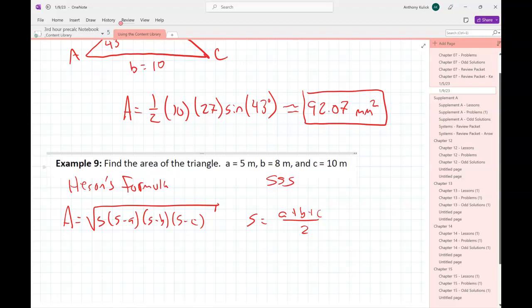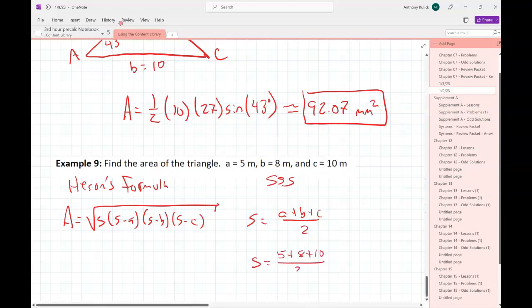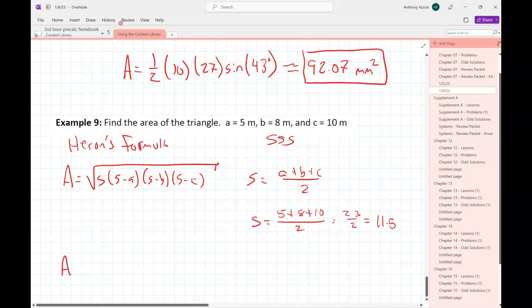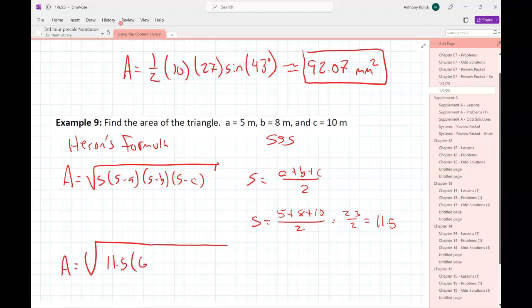All right, so all I'm going to do is plug these numbers into my formula, right? So my S should be 5 plus 8 plus 10 over 2. So that's going to be 23 over 2, or maybe I'll just call that 11.5. So my area should be 11.5 times, what's 11.5 minus 5? 6.5. What's 11.5 minus 8? 3.5. And what's 11.5 minus 10? 1.5.